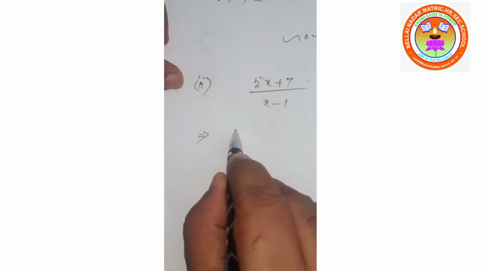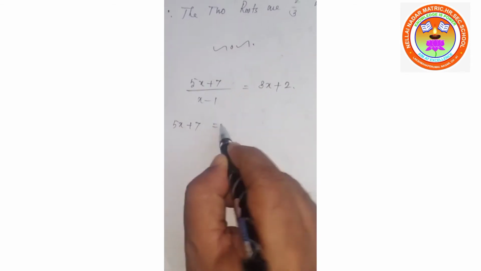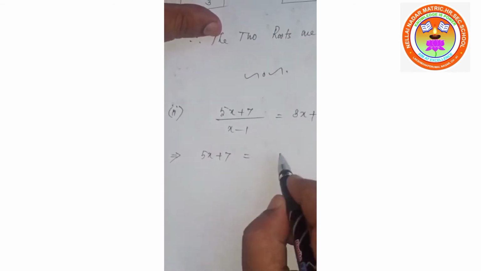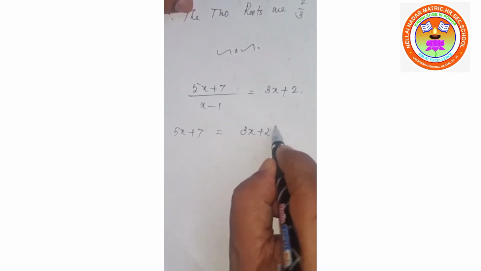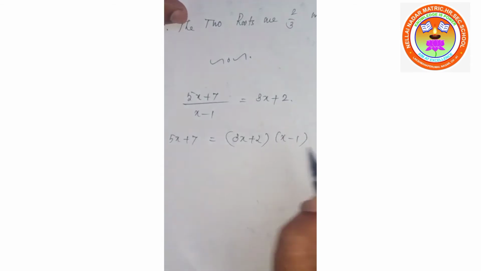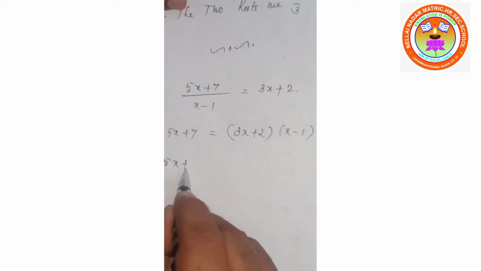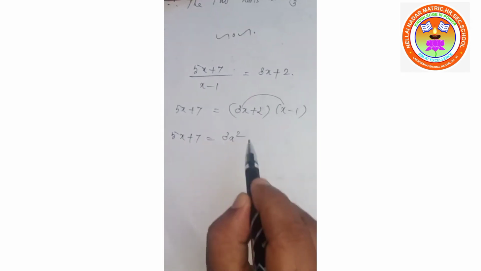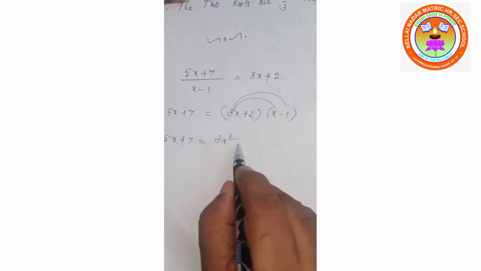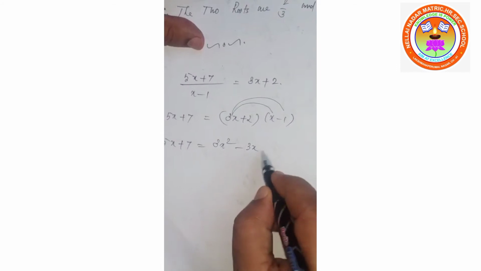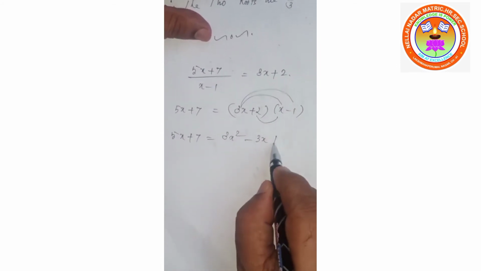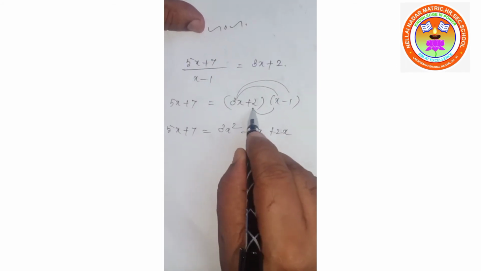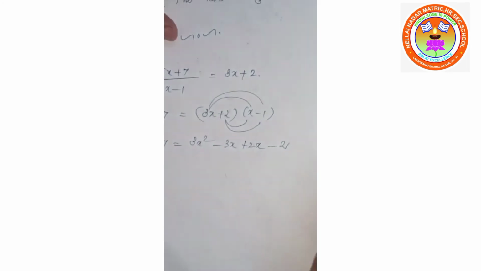Which implies 5x plus 7, let it be, then you have to cross multiply: 3x plus 2 into x minus 1. 5x plus 7 equals 3x into x, that is equal to 3x squared. 3x into minus 1 equals minus 3x. Then plus 2 into x, that is equal to 2x. Plus 2 into minus 1 equals minus 2.